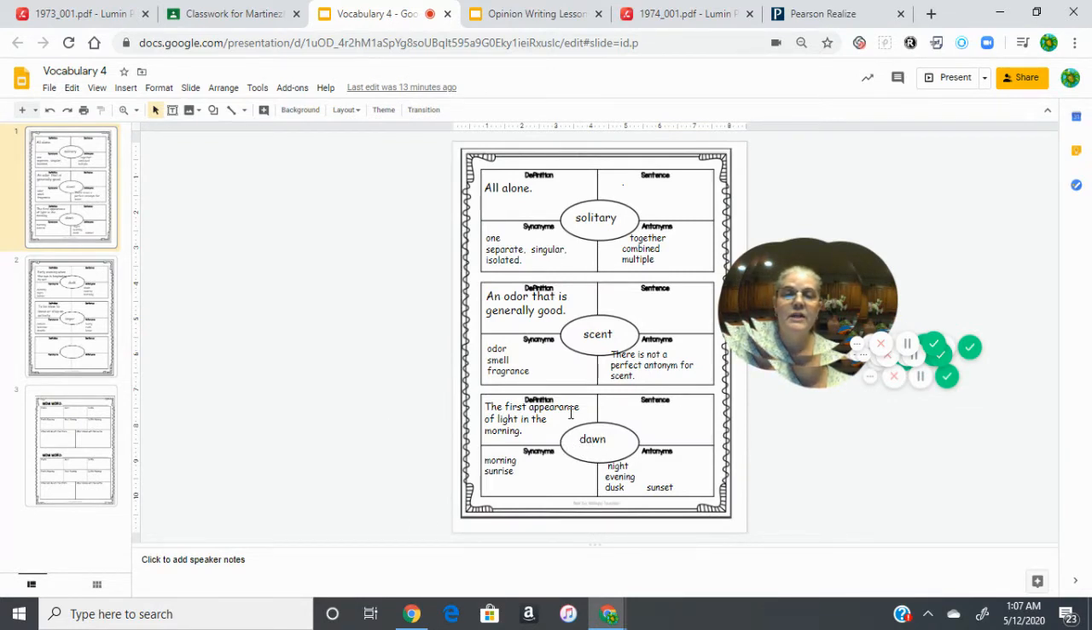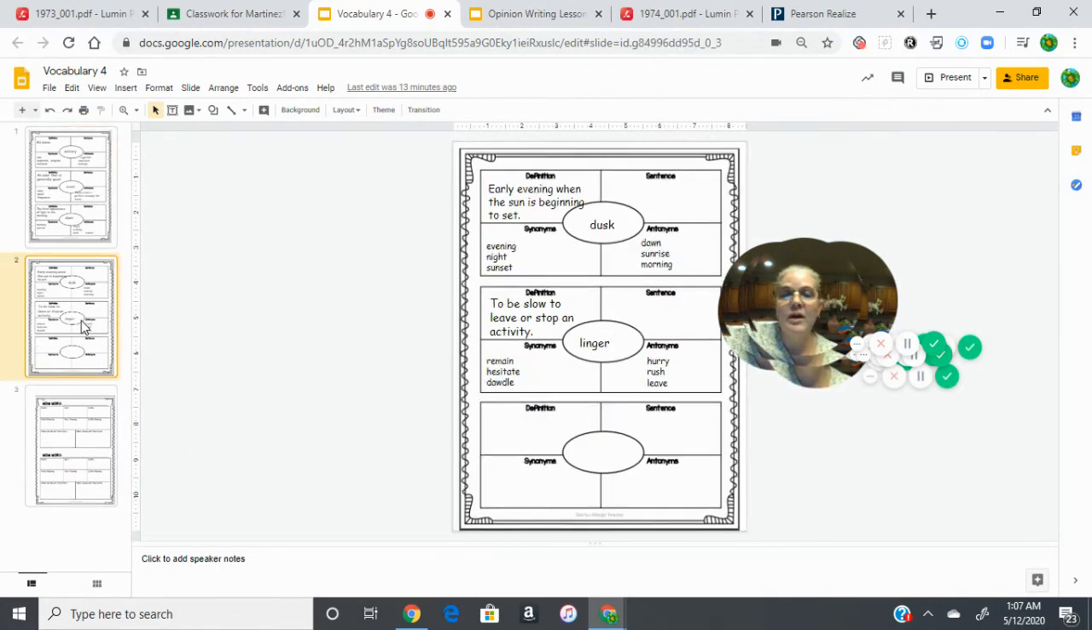The next one, dawn, the first appearance of light in the morning. So synonym, morning or sunrise. An antonym is night, evening, dusk, or sunset. Remember, you can go back, you can pause. You don't have to be writing lightning speed.